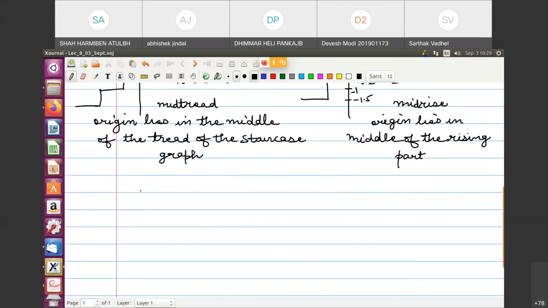Important to note that both the types are symmetric about the origin.